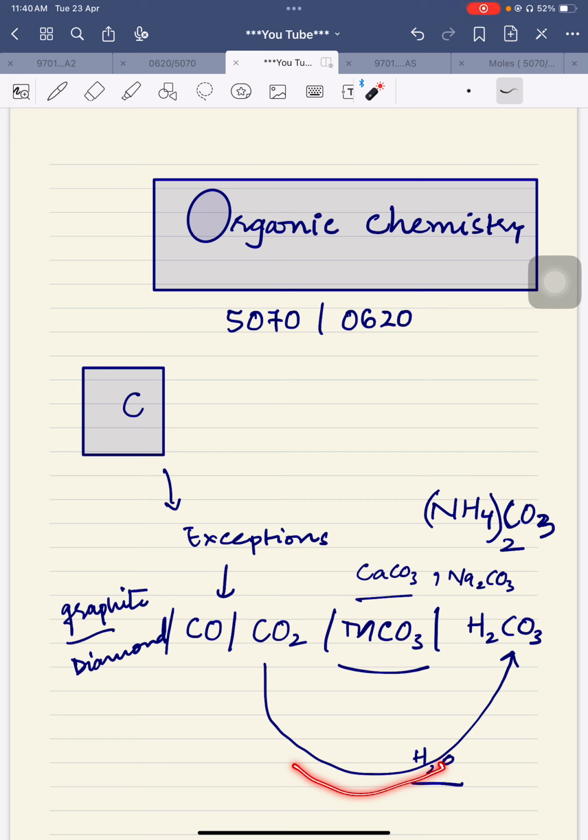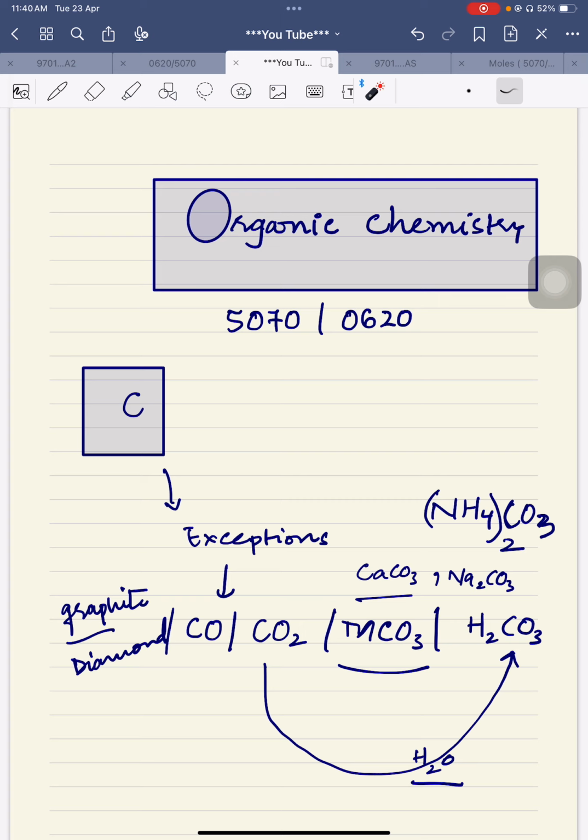Here I have mentioned that when there is rain, you know that carbon dioxide is dissolved in rainwater, and as a result it makes carbonic acid. So there are certain examples which have carbon as a part of their structure, but even then they are not considered organic compounds.